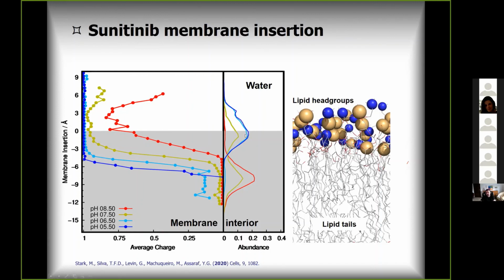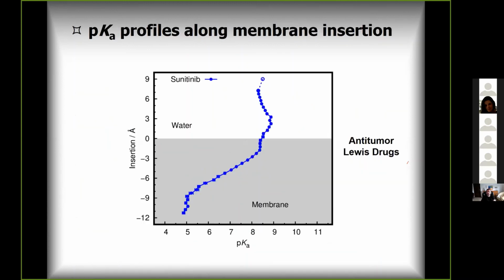And when you look at the abundance, we see that at acidic pH, it prefers to stay at the interface. At more basic pH, it will internalize into the neutral form. And with this data, we can calculate the pKa along the membrane insertion, and then you have something like this, where this is the pKa in water, so it's the 8.5 that you saw for sunitinib. And the moment you start going into the membrane, it feels choline, it feels phosphates. So you see this kind of a dance in the pKa, and then it goes into deeper locations, and the pKa gets shifted to about 5.